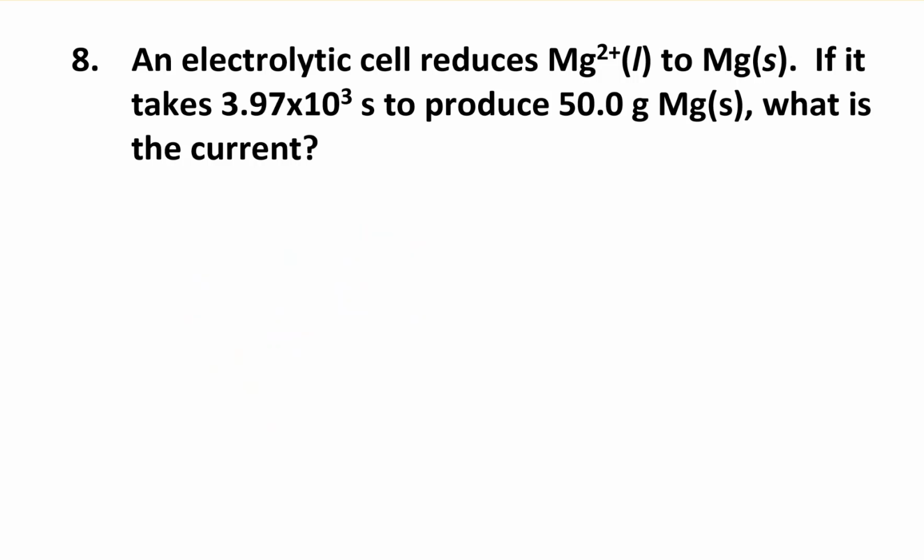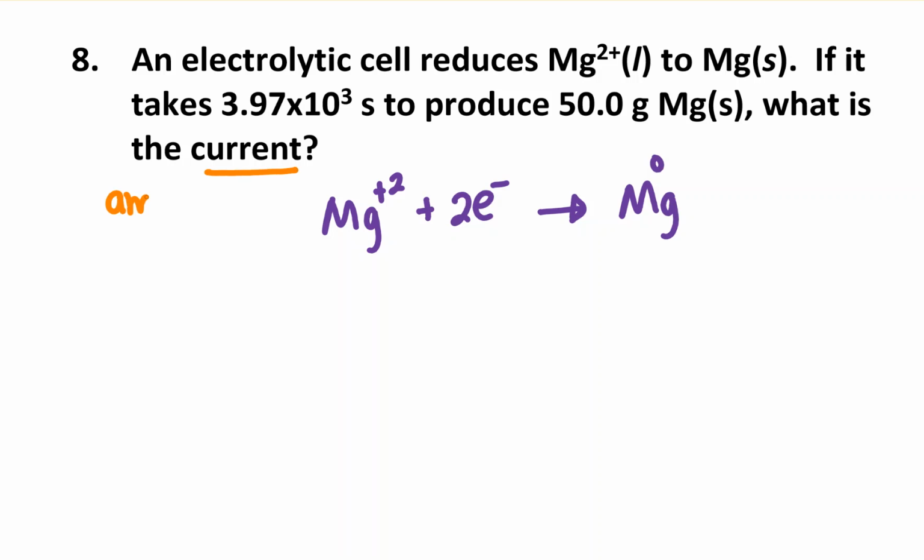So here's a case where we're looking at a similar kind of reaction where we have an ion, a cation, and it's going to the neutral metal. So I must be gaining some electrons here. So that's what's happening. Let's see what it asks. For one thing, we're asking for current, which is amps or coulombs per second.